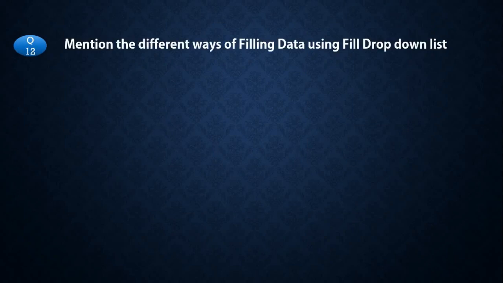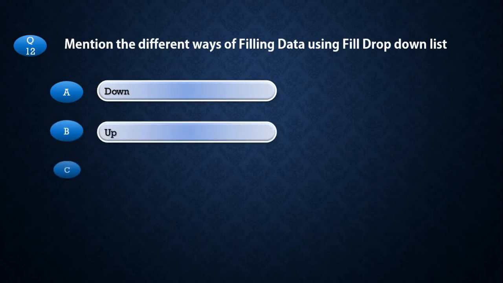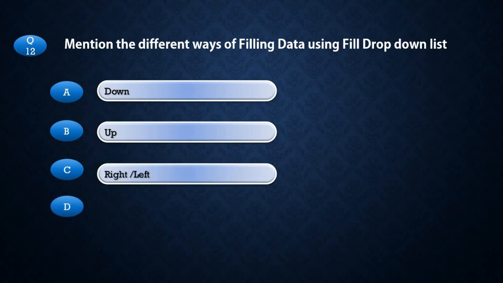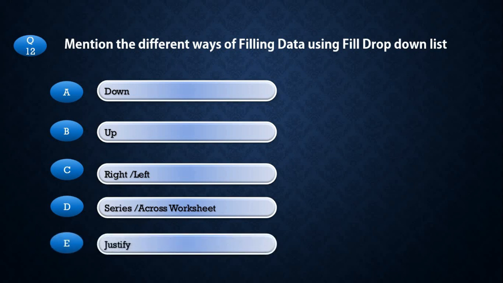12th one, mention the different ways of filling data using fill drop-down list. So we have the option to fill your data down, up, right, left, series, and you also have across worksheet and justify. So these are the different ways you can fill your data.